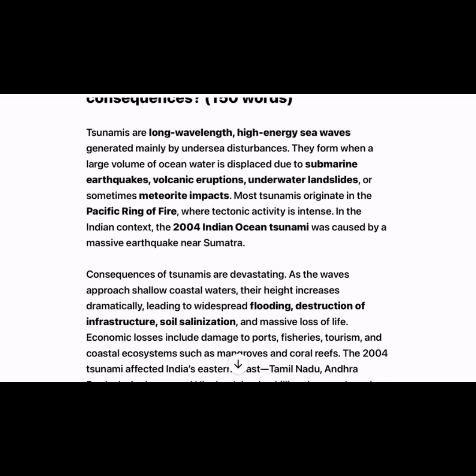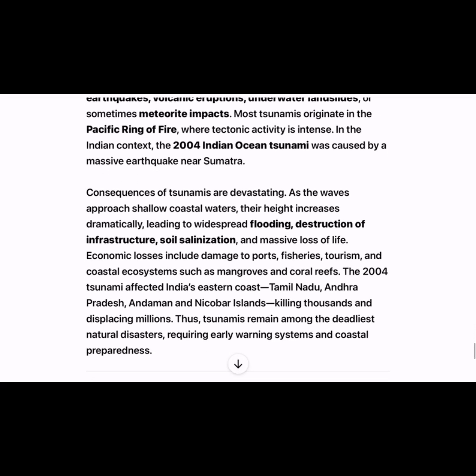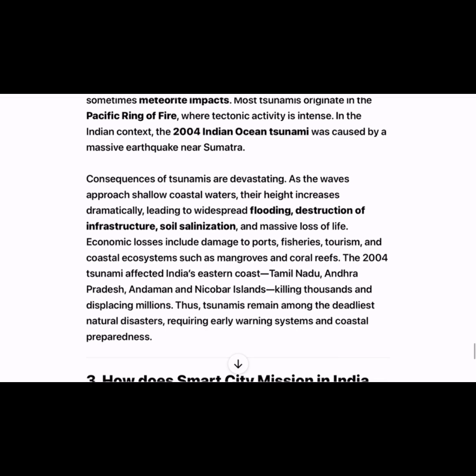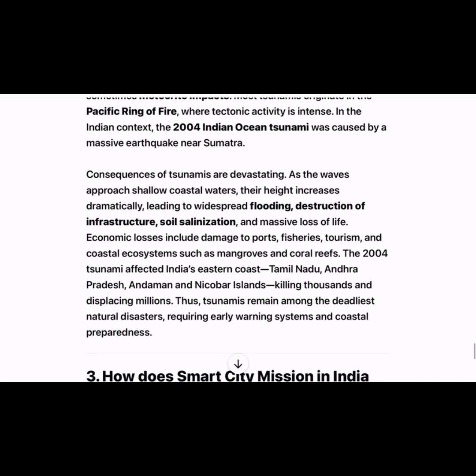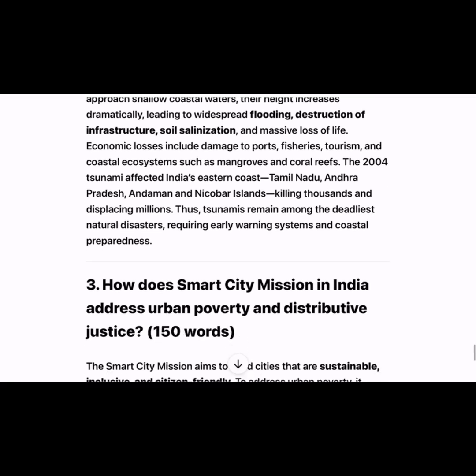Consequences of tsunamis are devastating. As the waves approach shallow coastal waters, their height increases dramatically, leading to widespread flooding, destruction of infrastructure, soil salinization, and massive loss of life. Economic losses include damage to ports, fisheries, tourism, and coastal ecosystems such as mangroves and coral reefs. The 2004 tsunami affected India's eastern coast, Tamil Nadu, Andhra Pradesh, Andaman and Nicobar Islands, killing thousands and displacing millions. Tsunamis remain among the deadliest natural disasters, requiring early warning systems and coastal preparedness.